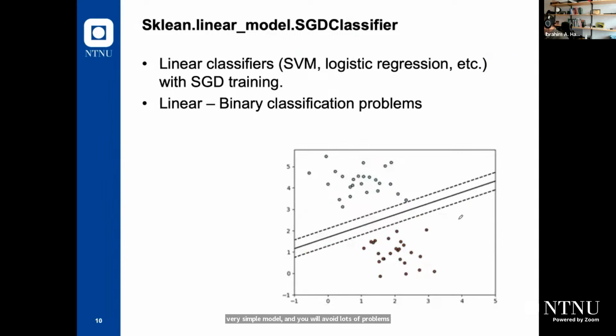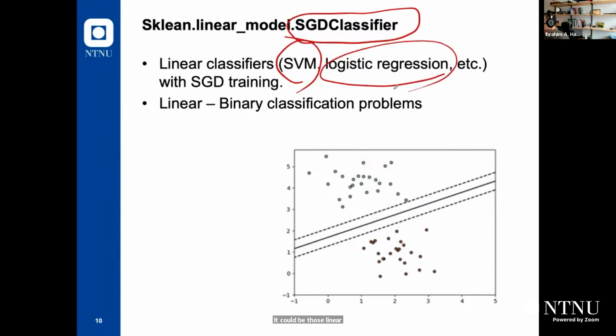If you want to use a support vector machine, you can import it from linear model, and it's called SGDClassifier. It could be those linear classifiers. It could be support vector machines. It could be logistic regressions, which is trained using SGD, stochastic gradient descent, and it could be used for binary classification problems, and also for regression problems.